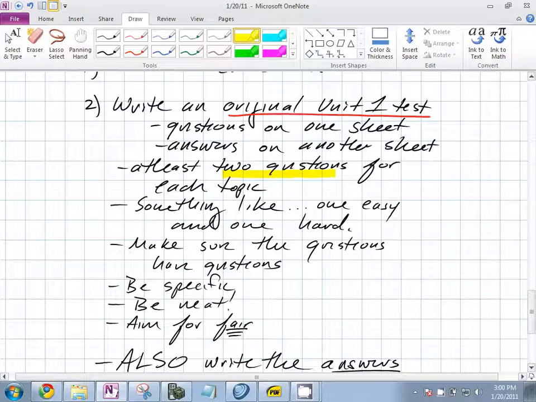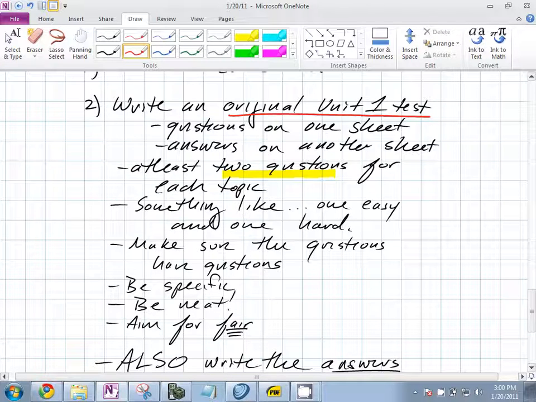It could be something like 1 easy one and 1 hard one for each topic. Don't make it too easy, or it's not going to be too helpful. And don't make it too hard, and the same thing is true. Make the questions have questions. That means you can't just put f of x is something. You can't just go f of x is blah and expect them to know what you want them to do with it. So say graph this or factor this, something. You have to put questions in there.